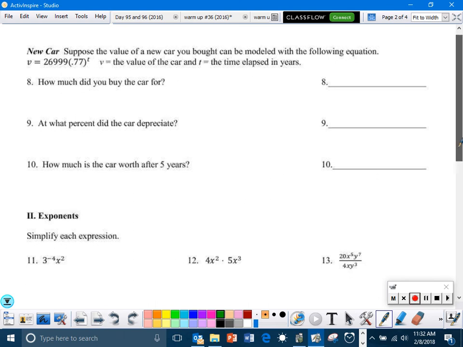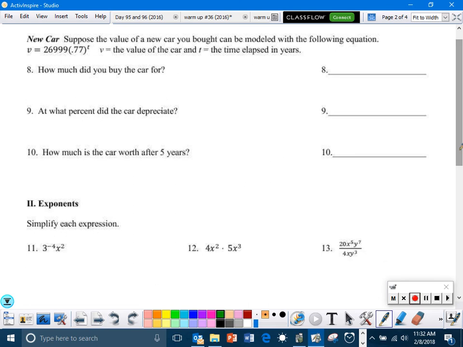All right, new car. Suppose the value of a new car you bought can be modeled with the following equation. The value equals $26,999 times 0.77 to the t power. V is the value and t is the time elapsed in years. So, how much did you buy the car for? Again, that's right in front. So that's $26,999.